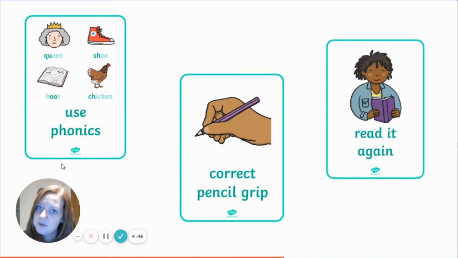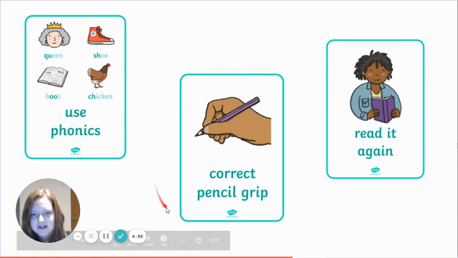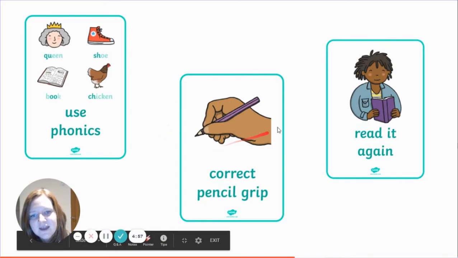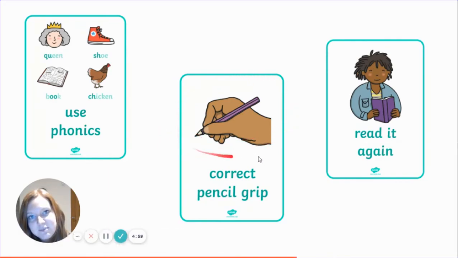You can copy the word penguin. That's absolutely fine because it's a tricky one. You can copy penguin. But I'd like to see you using lots of your phonics. And the other thing we need to be thinking about is using the right pencil grip.